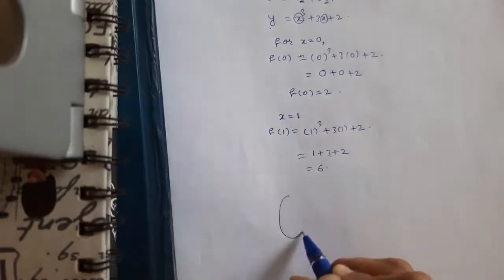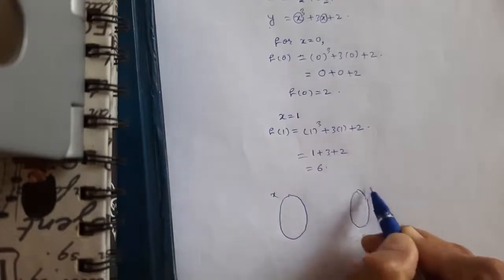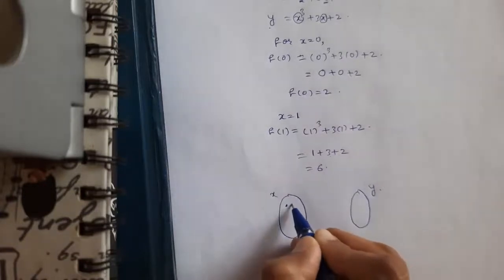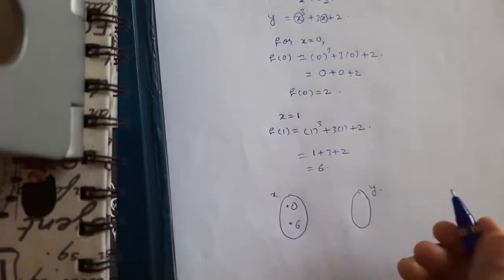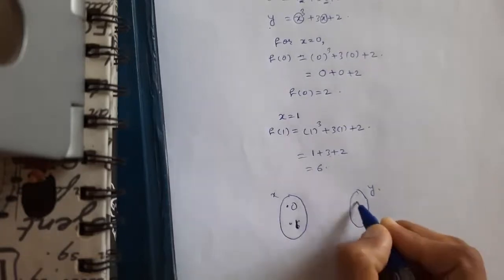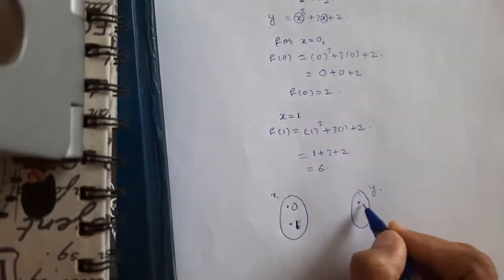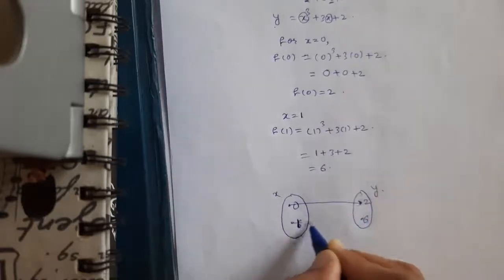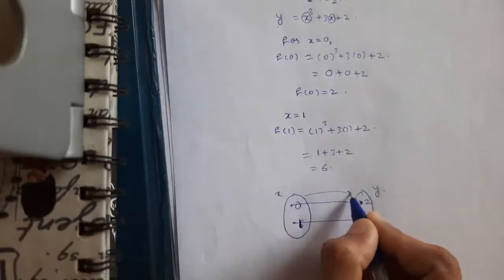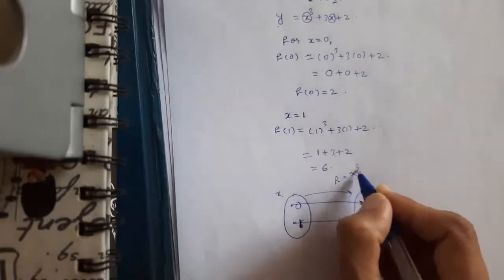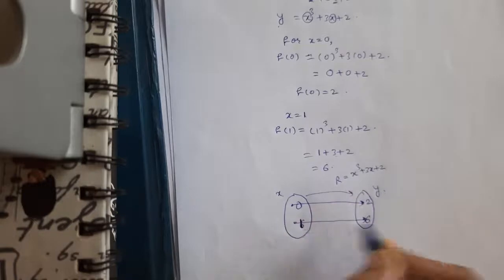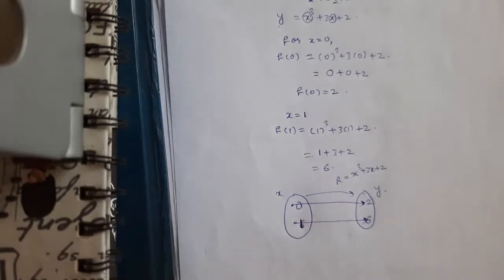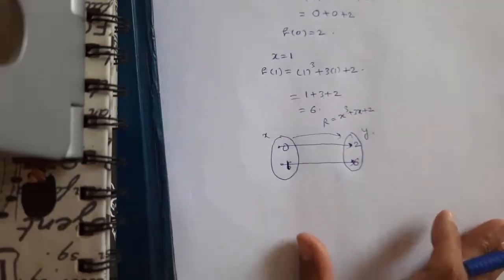Okay. Now in a Venn diagram, how will I represent it? So suppose here I have x and here I have y. So my x values are, first 0, second 1, and here what I get for 0, this y is nothing but 2, and for 1 this y is nothing but 6. So this 0 is related to this, and this relation r is nothing but x cube plus 3x plus 2. That's how these two values are related. It's a function. Okay, is that clear to everyone?